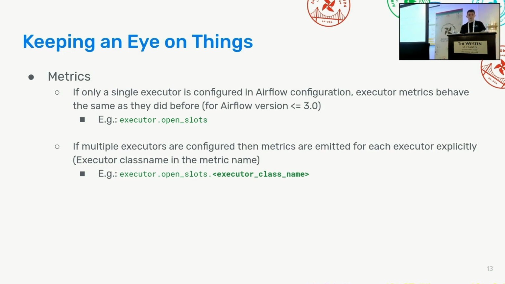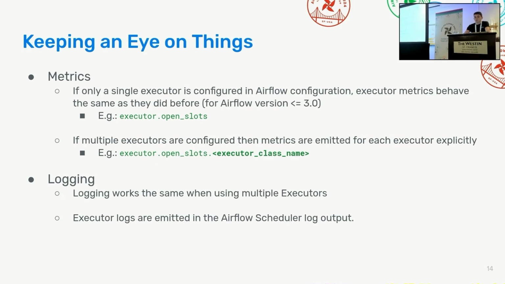A lot of the changes we made for this project were meant to be backwards compatible as best we could. But if you're using multiple executors, the class name of the executor will show up in the metric name. This is important to remember if you've built any dashboards about executor metrics. Those dashboards may break because those names are going to look different, so that's important to keep in mind.